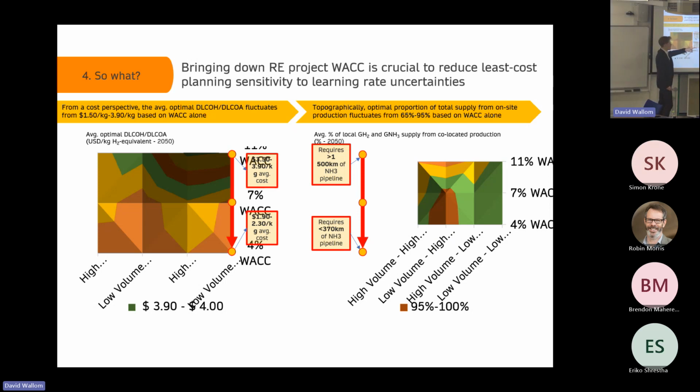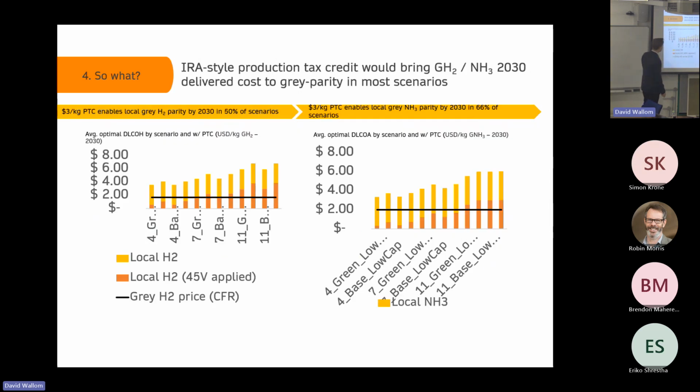Same thing from a delivery infrastructure perspective, keeping everything else equal. If you get an 11% average cost of capital, you require 1,500 kilometers of ammonia pipeline in an optimal system by 2050. If you drop that down to 4% average cost of capital, under 370 kilometers. So it completely changes the picture in terms of what you actually build.